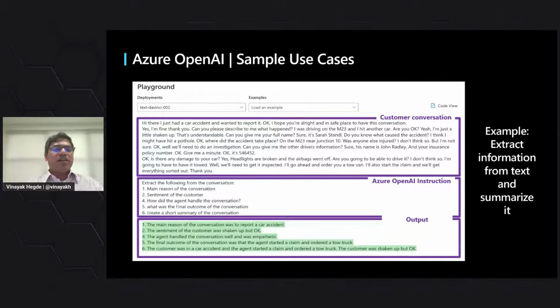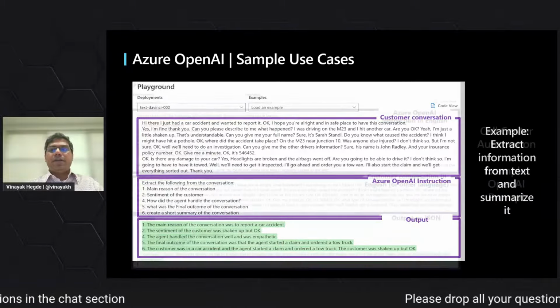You can see that the main reason for the conversation was to report a car accident. The customer was shaken. Obviously, he or she has been in an accident, and the agent handled it well. The agent was empathetic, and the final outcome was that the agent started a claim and ordered a tow truck. Right. So this is a good outcome. He has helped the customer, and then finally it summarizes that.